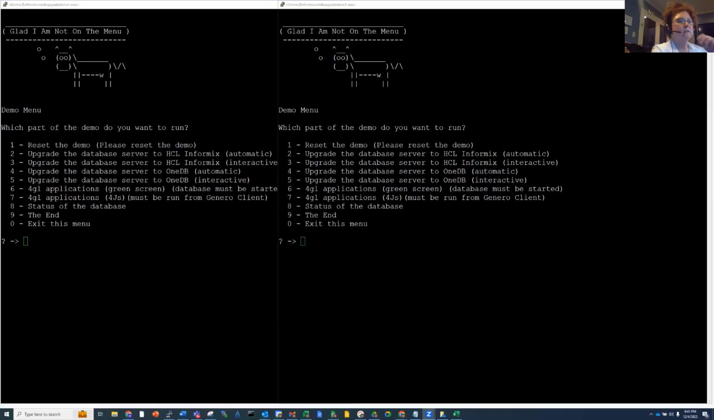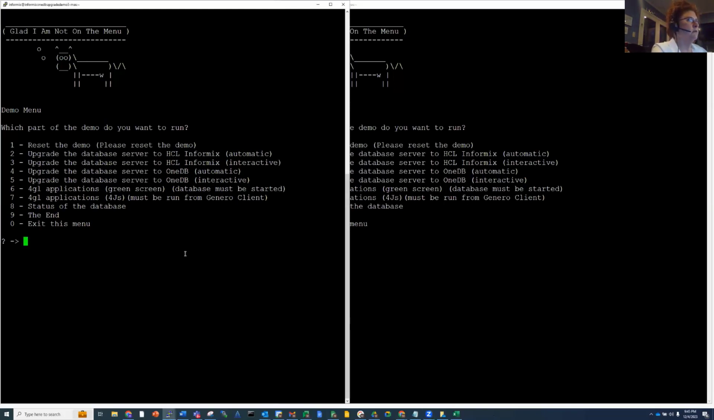Hope everybody can see this. On my screen here, I have 2 PuTTY sessions. The left side of the screen represents my server environment, and the right-hand side of the screen represents my application environment. And what I want to show you is that you can upgrade to HCL Informix from IBM Informix without affecting your applications. So let's go ahead and start the demo over here.